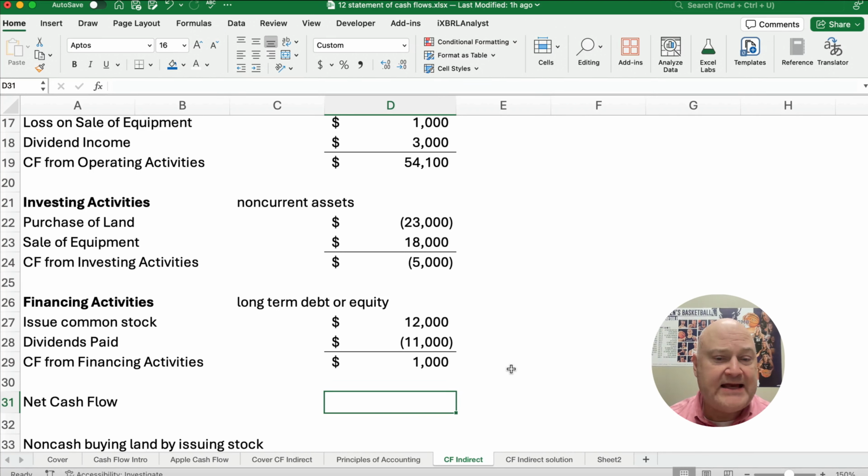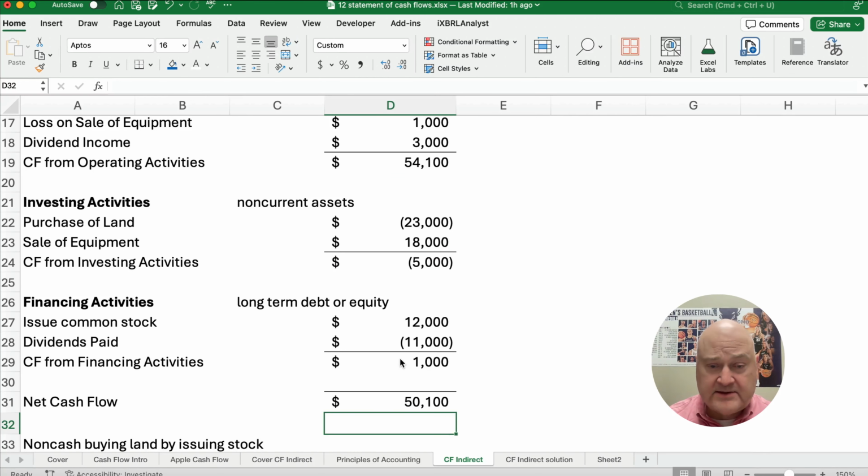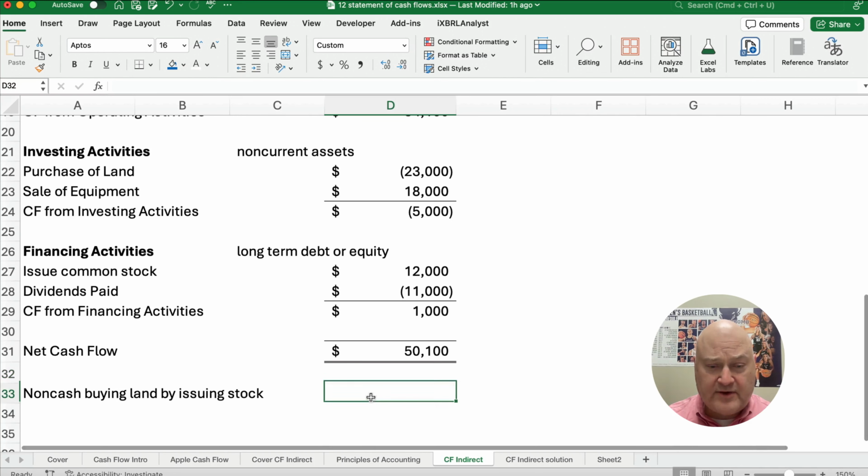So what is the net cash flow for this company? Well, we start with operating. We're going to add investing and add financing. So now we're at $50,100 is our positive net cash flow. If it were negative, it would be a negative number here. The cash would go down. So sometimes on a cash flow statement, it would say we started at $100,000 plus $50,000. Now we're at $150,000.